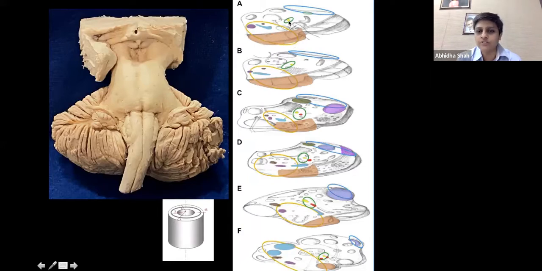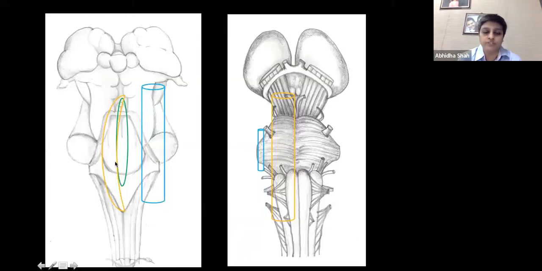So if you see this image, this green circle is zone 3. This blue circle is zone 1. And this yellow one is zone 2. So again, if you see this diagrammatic representation, this green circle in the midline is zone 3. This yellow one is zone 2. And just outside, on the outer aspect of the brainstem, is zone 1. And when you see from ventrally, this is zone 1 and this is zone 2.